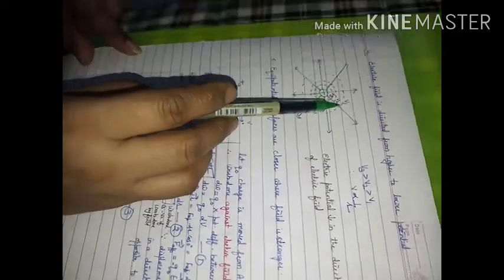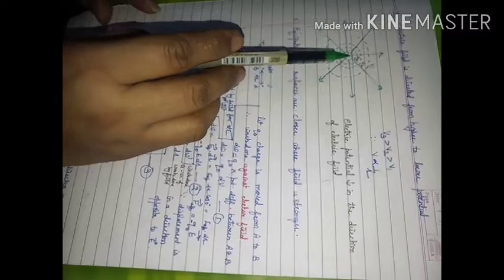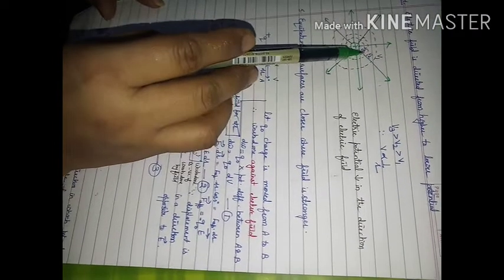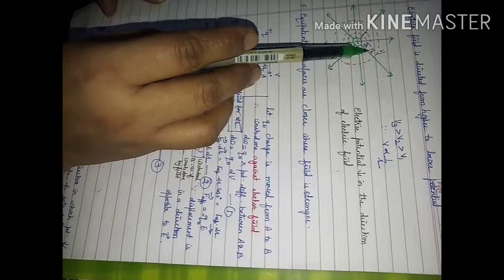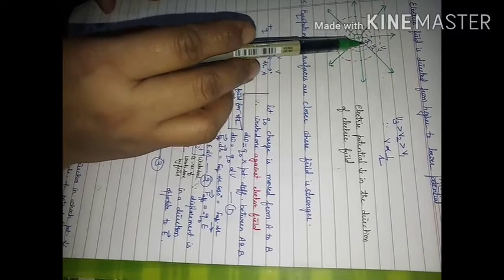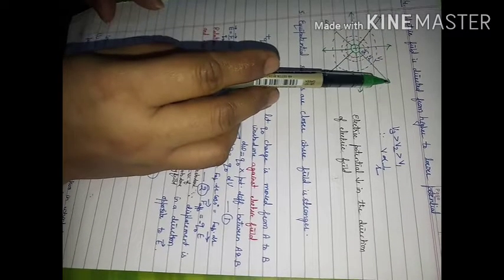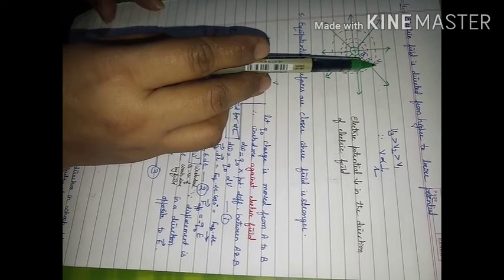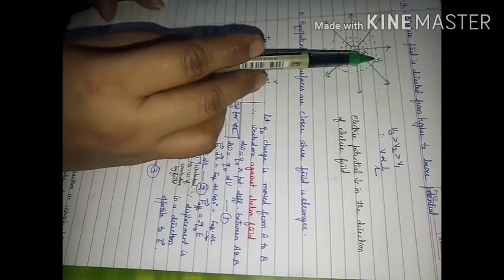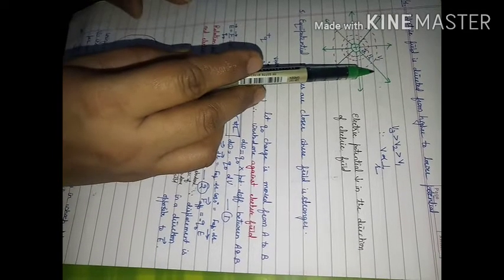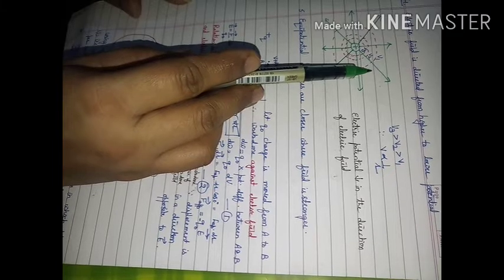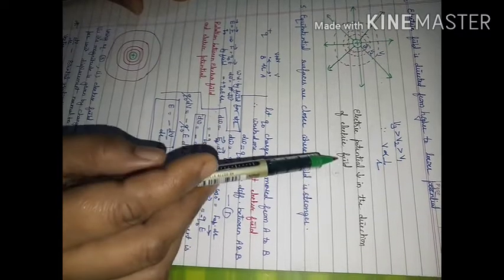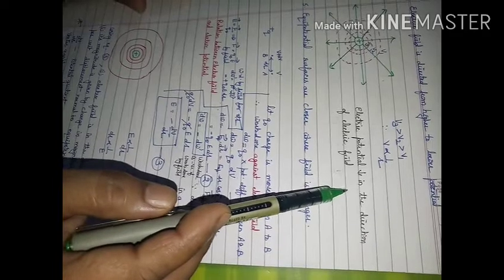If I consider this point away from the charge, naturally the potential will be less. As you come closer to the charge, the potential value will increase. And this is the direction of the electric field, the direction in which the potential is decreasing. So the electric field is always in the direction in which the potential decreases, or we can say electric potential decreases in the direction of the electric field.